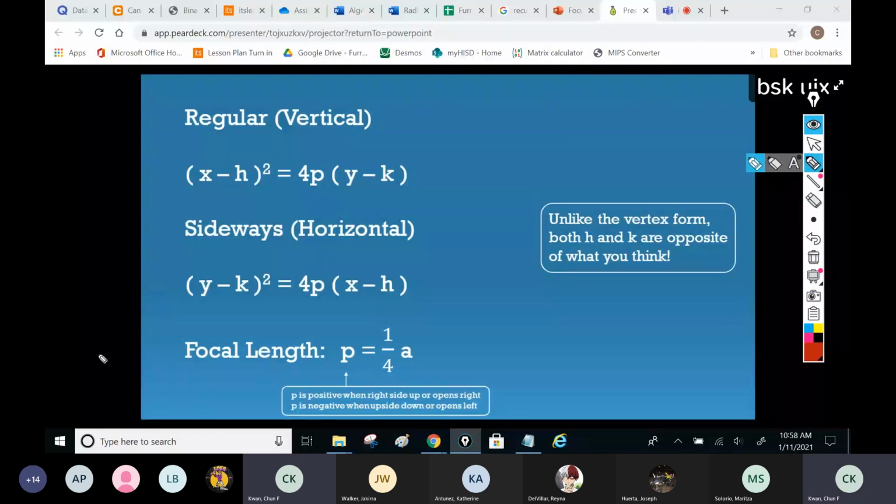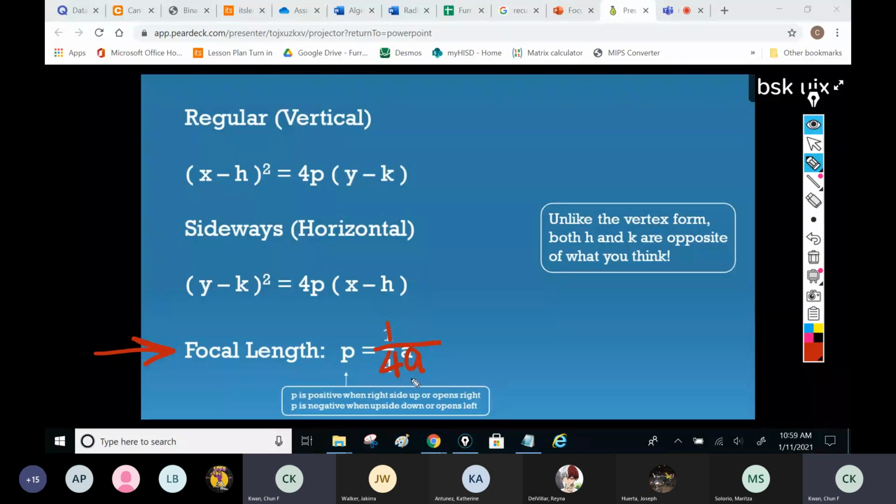All right, and then the last part is the focal length. Focal length is p equals 1/4a. This is a typo, all right? The a is supposed to go under, with the 4, so like this: 1/4a. I should not have put it outside right here. The a goes under.